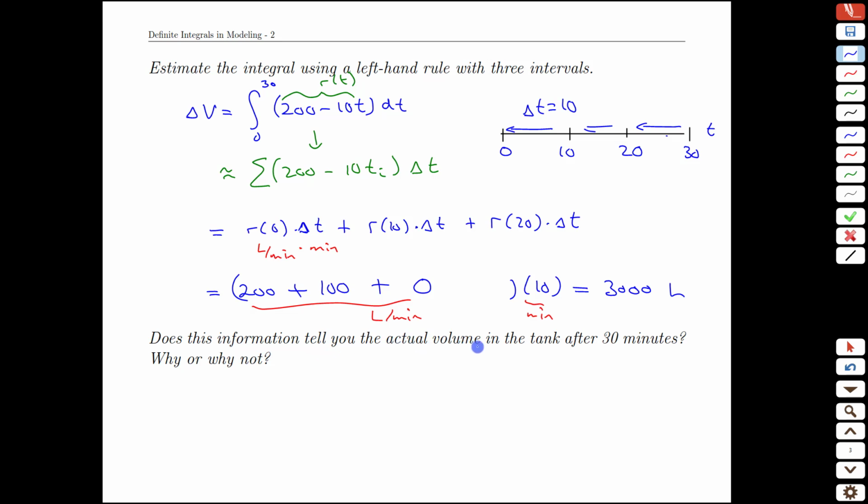Having calculated that value, it's important to follow up and say, what is it actually telling us? Does this information tell you the actual volume in the tank after 30 minutes? And the answer to that is absolutely not. This is the change in volume, which is not the same as the actual volume, just like saying I drove 10 kilometers today doesn't tell you where I am or where I started.